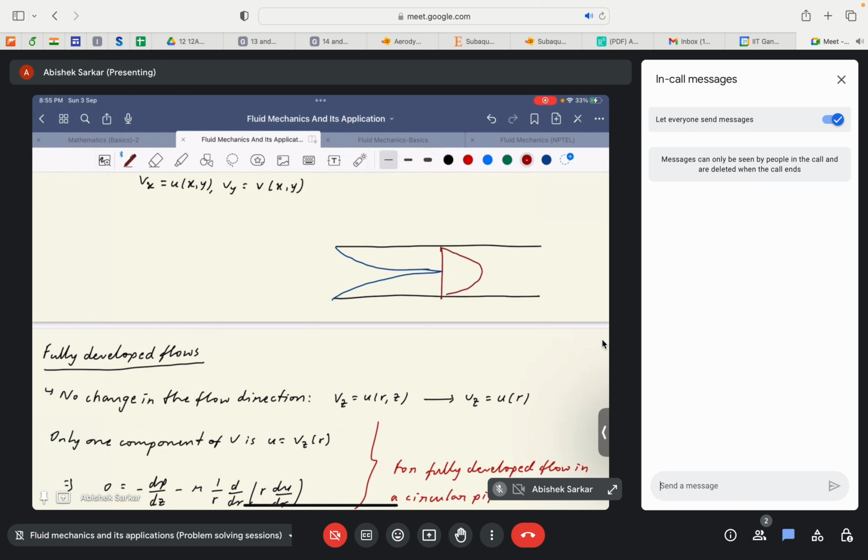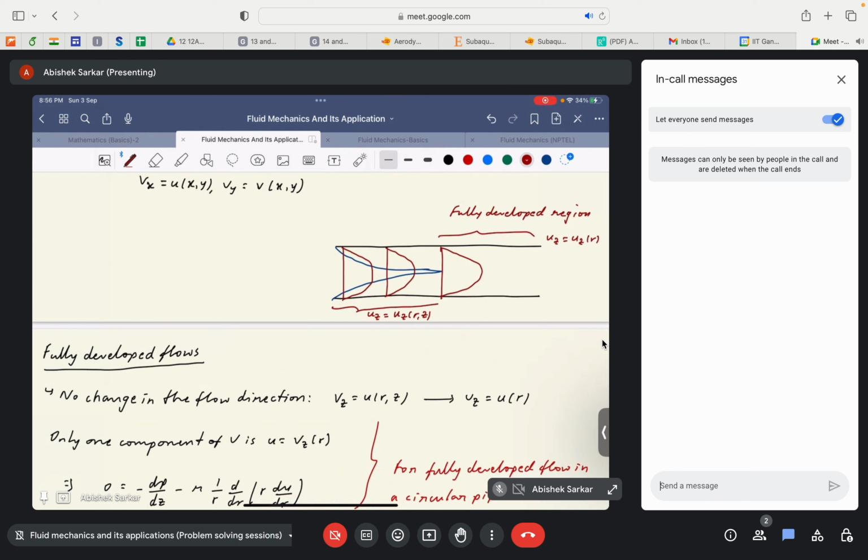So essentially what fully developed flow means is that in this region, the developing region, the z component of velocity, uz, is a function of both r and z. But in the fully developed region, when the boundary layers merge together and the flow is fully developed, uz is only a function of r.